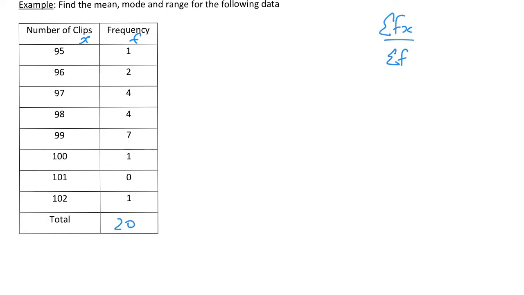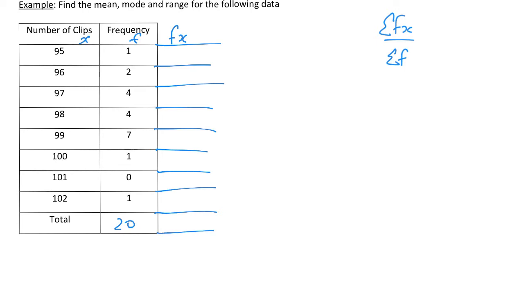So we need to work out an Fx column. Fx is found by multiplying the frequencies and the X. So all we need to do is multiply across all of the number of clips and the frequency. So 95 by 1, 96 by 2, 97 by 4, all the way to 102 times 1. Whenever we do that, we get the following values.